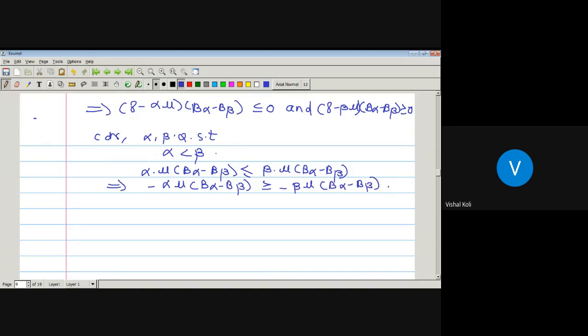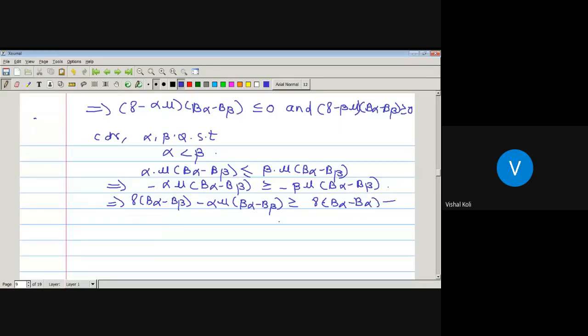Okay, now as we are given that gamma is a measure which is absolutely continuous with respect to mu, and it is always non-negative, we can add it on both sides, which implies gamma of B alpha minus B beta minus alpha mu of B alpha minus B beta is greater than or equal to gamma of B alpha minus B beta minus beta mu of B alpha minus B beta.